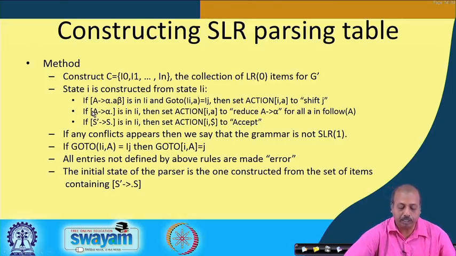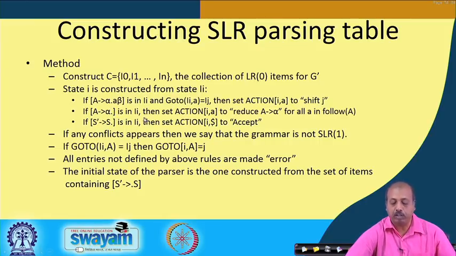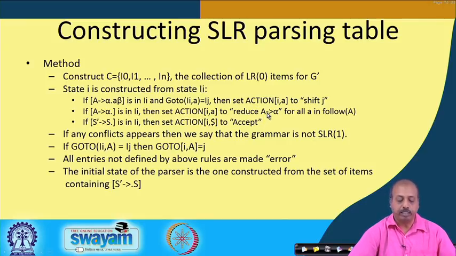Now, if you have a rule like A producing alpha dot, that is, an item in the set I like A producing alpha dot, then we first have to see what the follow of this non terminal A is. For each of the symbols small a in the follow set of A, we will add the action reduce by A producing alpha.